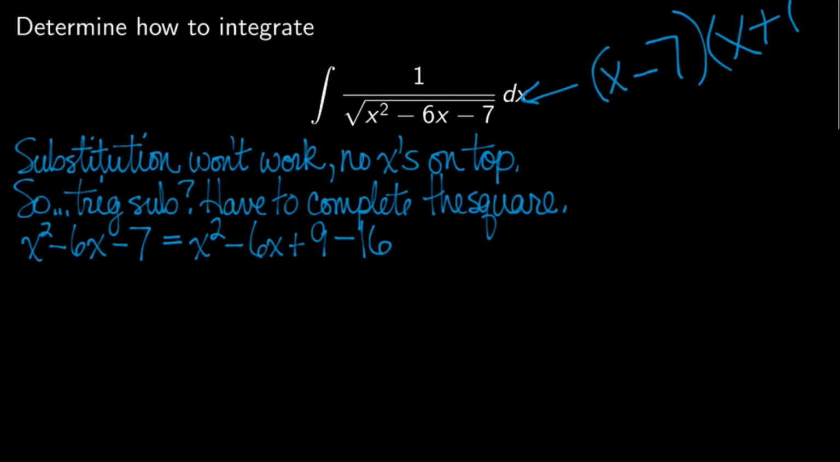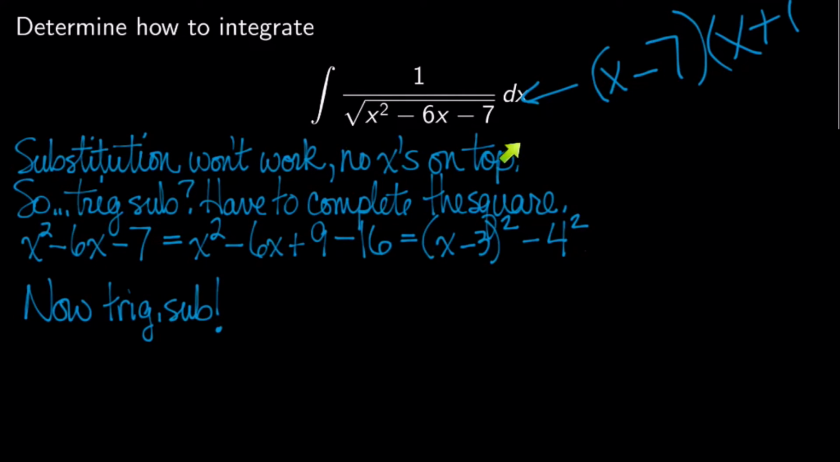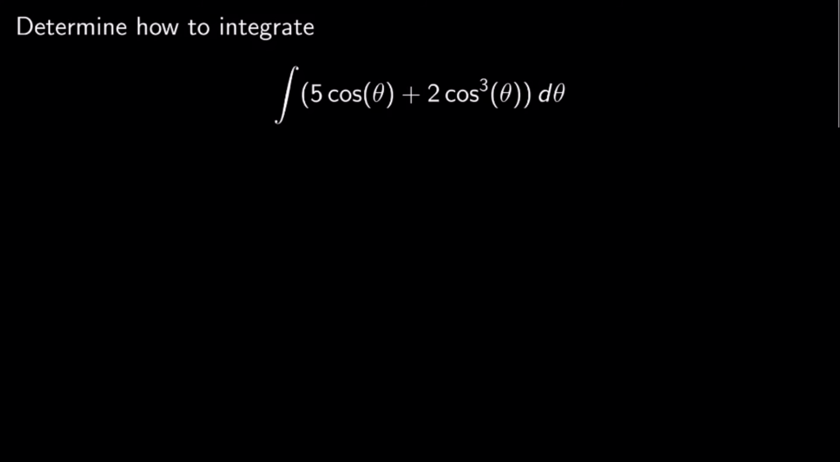And then I'm like, well, what do I got to correct with? 9 minus 16 is equal to negative 7. It's an unusual way to complete the square, but that's my thought process. Anyway, this collapses in a gorgeous way to x minus 3 squared minus 4 squared. And if you replace this quadratic with this expression, now you are in a position to do trig sub, and you will be all set.